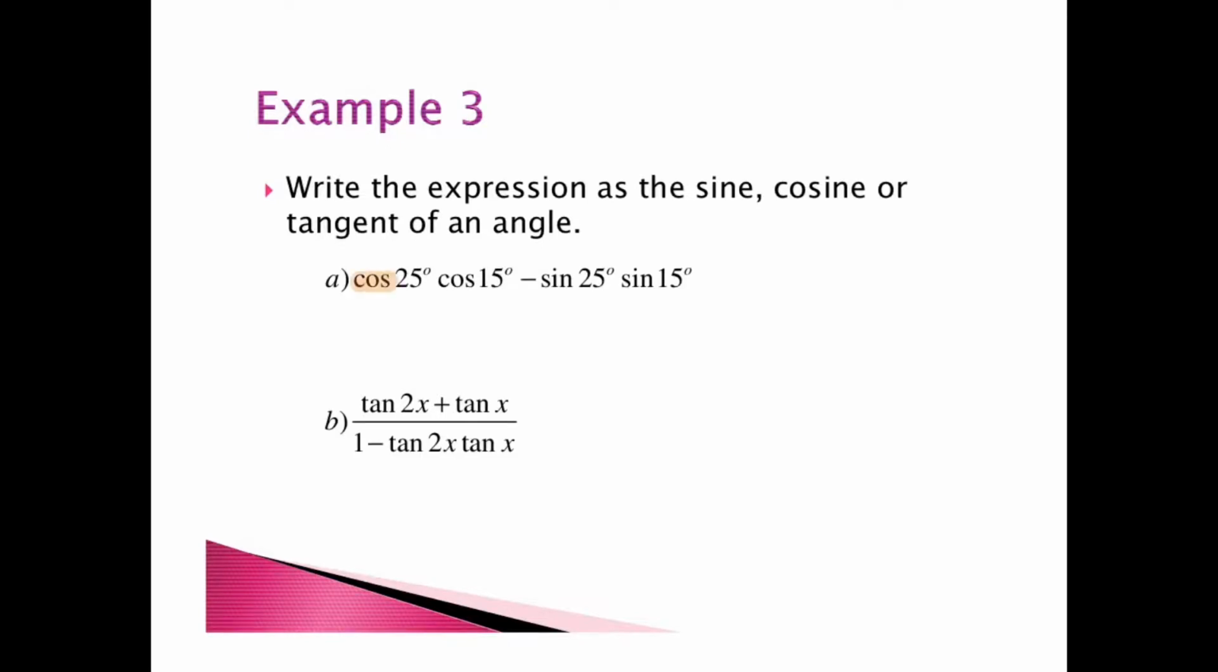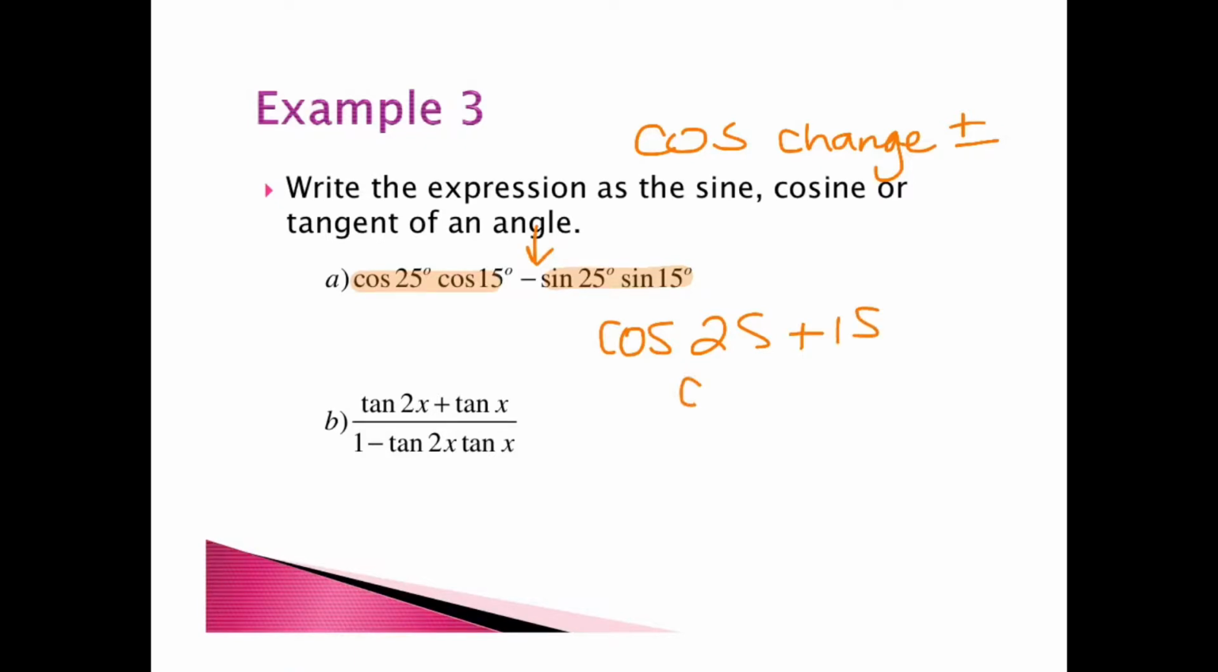So when you look at the first one, cosine, cosine, sine, sine, that pattern is cosine. And I know with cosine, I do the opposite of what's in the middle. So with cosine, we change the sign of what's in the middle from positive to negative or negative to positive. This is negative, which means we're going to add 25 and 15. From there, I get the cosine of 40.